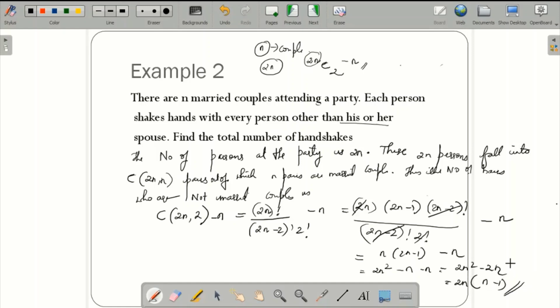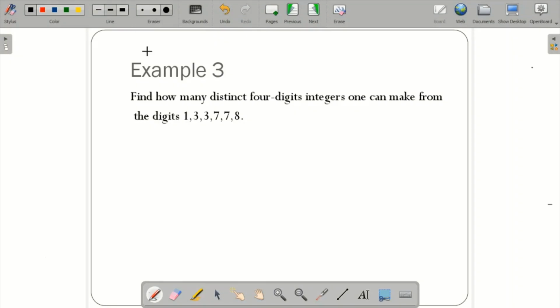So this is regarding example 2. Example 3 is: find how many distinct 4-digit integers one can make from the digits 1, 3, 3, 7, 7, 8. You are supposed to make 4-digit integers by using these digits.